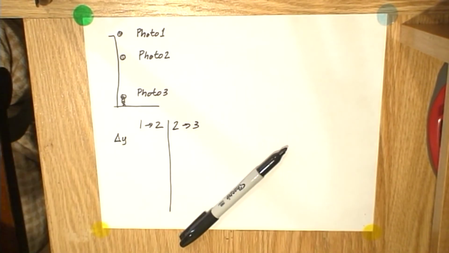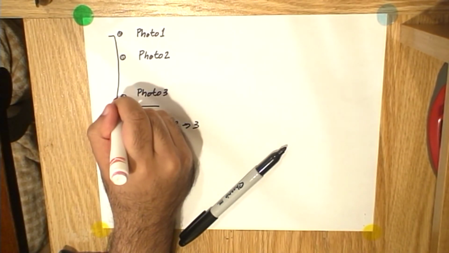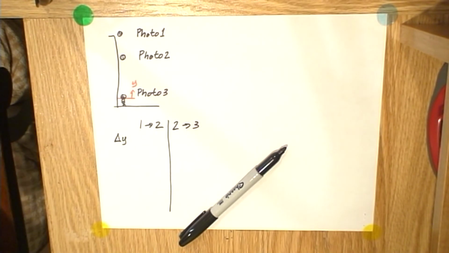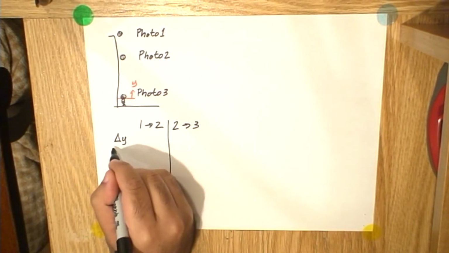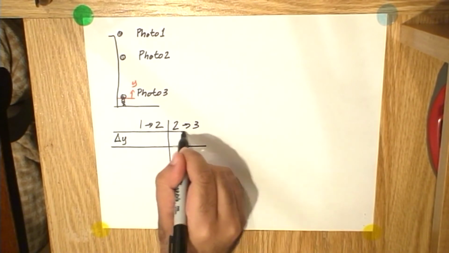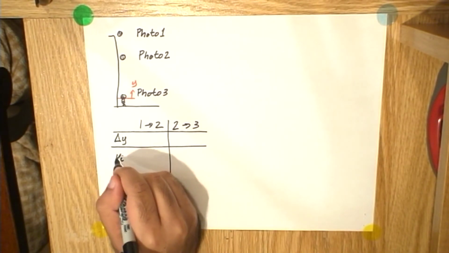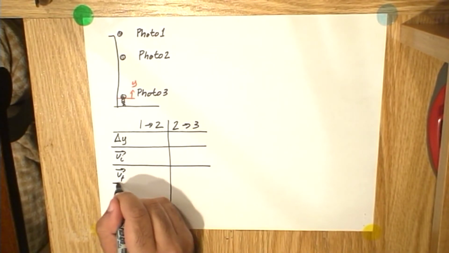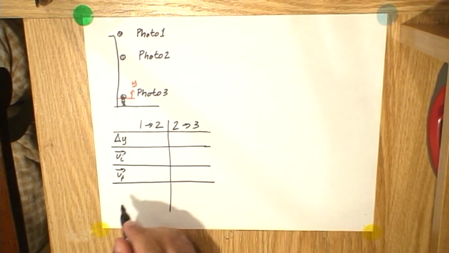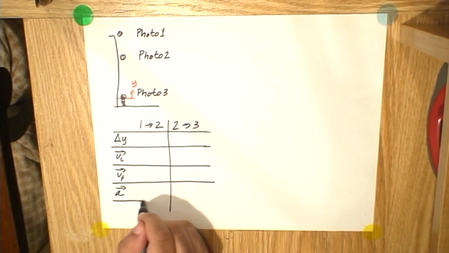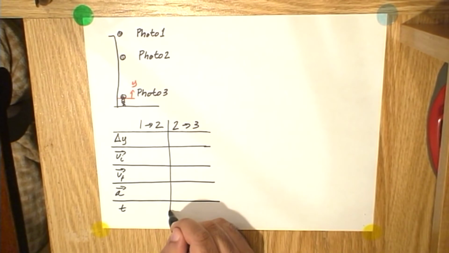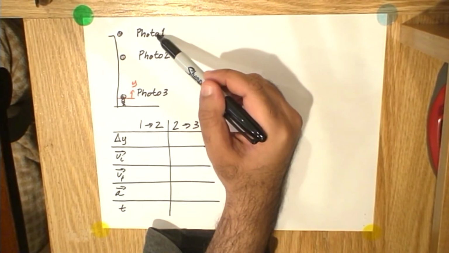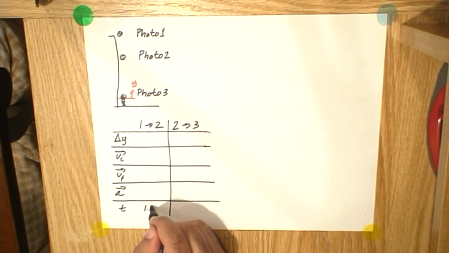I'm going to set the level of his head to be the origin, and I will set upwards as being positive y. So we have delta y, we have initial velocity, we have final velocity, we have acceleration, and we have time. So the time that elapses between photo 1 and photo 2 was 1.5 seconds.